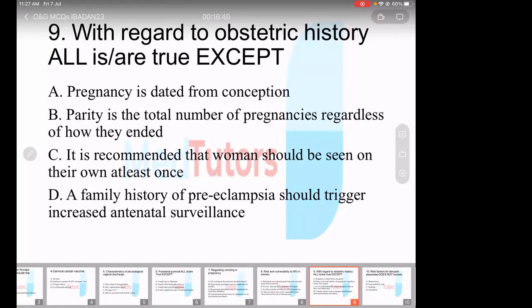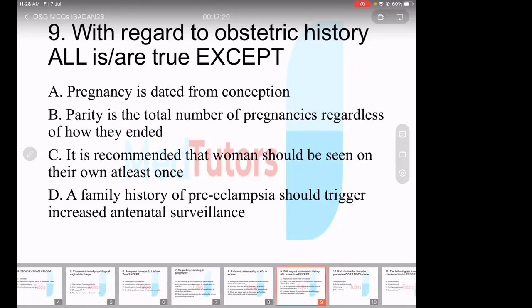C, it is recommended that women should be seen on their own at least once during antenatal visit. Of course, the doctor is supposed to have a one-on-one discussion with the woman at least once during her antenatal period. This is true. Then D, a family history of pre-eclampsia. Of course, this is true because a family history of pre-eclampsia is a risk factor for pre-eclampsia. So if the woman tells you that someone in her family has had pre-eclampsia, you should be very careful.